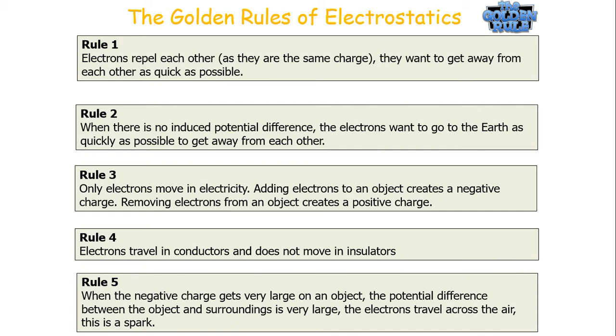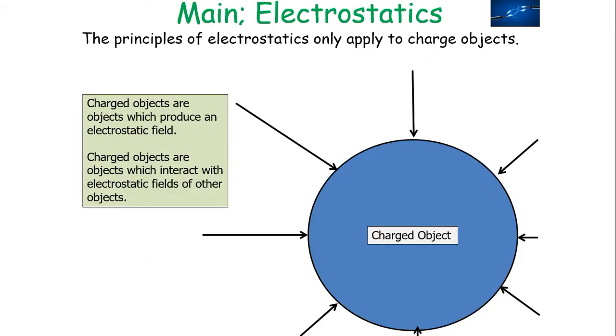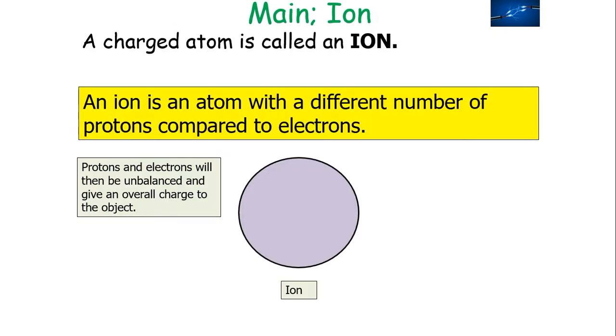And finally, rule 5. When the negative charge gets very large on an object, the potential difference between the object and the surroundings is very large. The electrons travel across the air. This is a spark. So, the principle of electrostatics can only apply to charged objects. Okay, so charged objects are objects which produce an electrostatic field and are objects which interact with electrostatic fields of other objects. An example of a charged atom, a charged particle, is an ion.